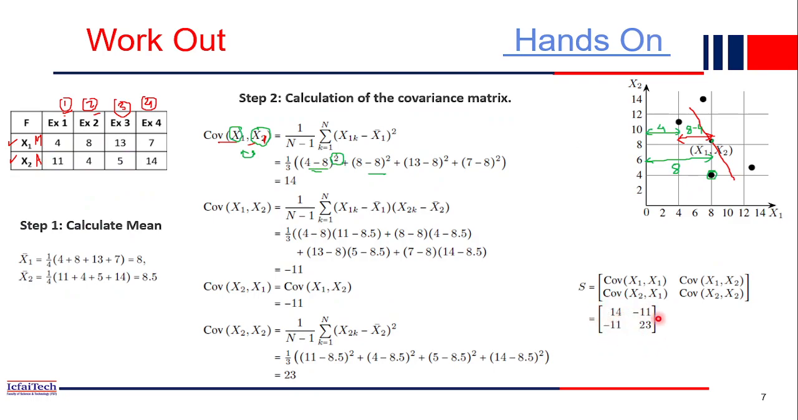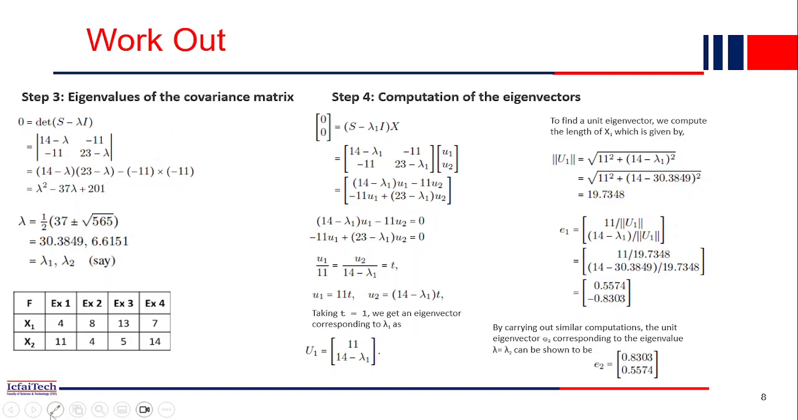Now we are finding the eigenvalues of the covariance matrix. So let me write eigenvalues again. What you got is 14, minus 11, minus 11, 23. So the covariance matrix S is basically 14, then minus 11, minus 11 and 23. This is the covariance matrix we calculated in the last slide. Now we are finding the eigenvalues. It is exactly the same process that we followed during the SVD. In SVD also we calculated eigenvalues and eigenvectors, right? So both step 3 and step 4 are exactly identical to what we did during the SVD.